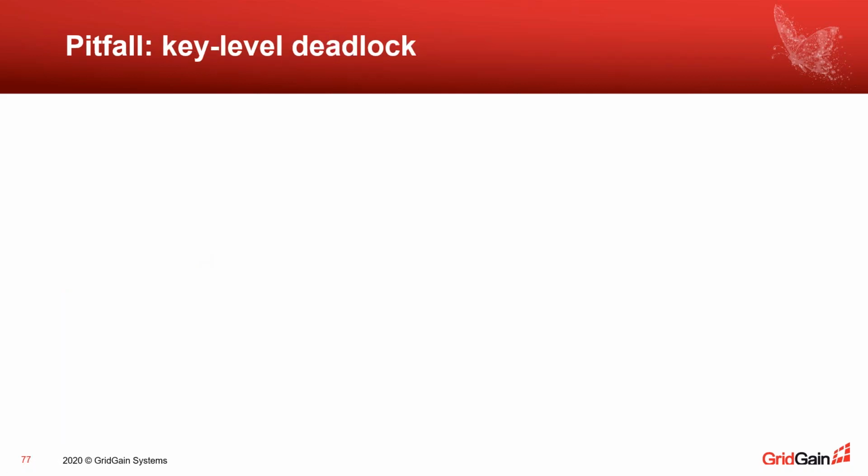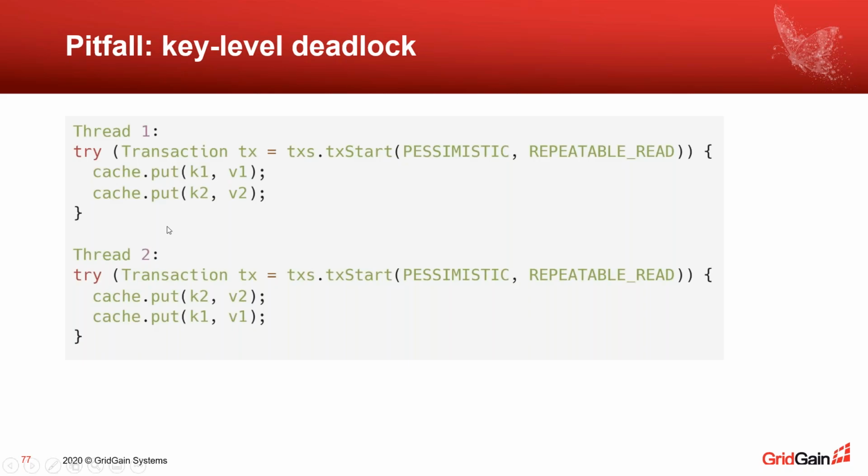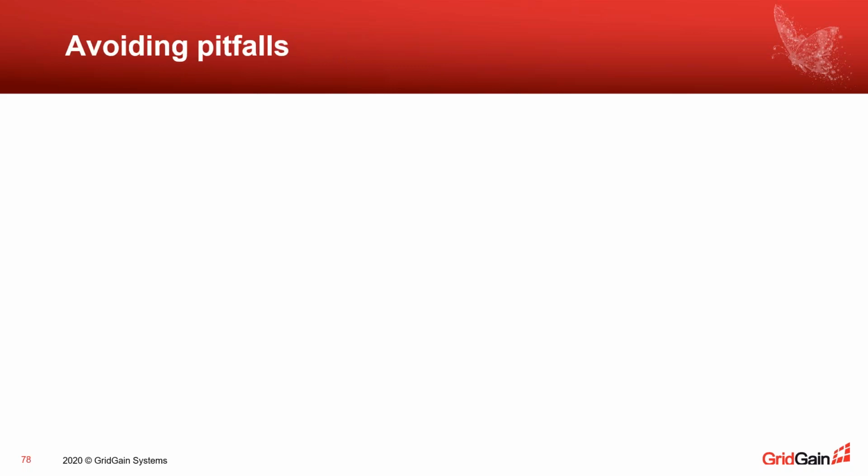Another pitfall is key-level deadlock. Let's consider this example. There are several threads that perform pessimistic repeatable read transactions, and they access the keys in different order. So if you have transactions like this executed concurrently, there's a risk of deadlock, because if one transaction acquires the lock for key 1 and another for key 2, there is a classical example of deadlock, and there's a cycle in the wait-for graph. Yes, there's definitely deadlock risk. And enough with bad news. Right now, we'll discuss how to avoid these pitfalls.